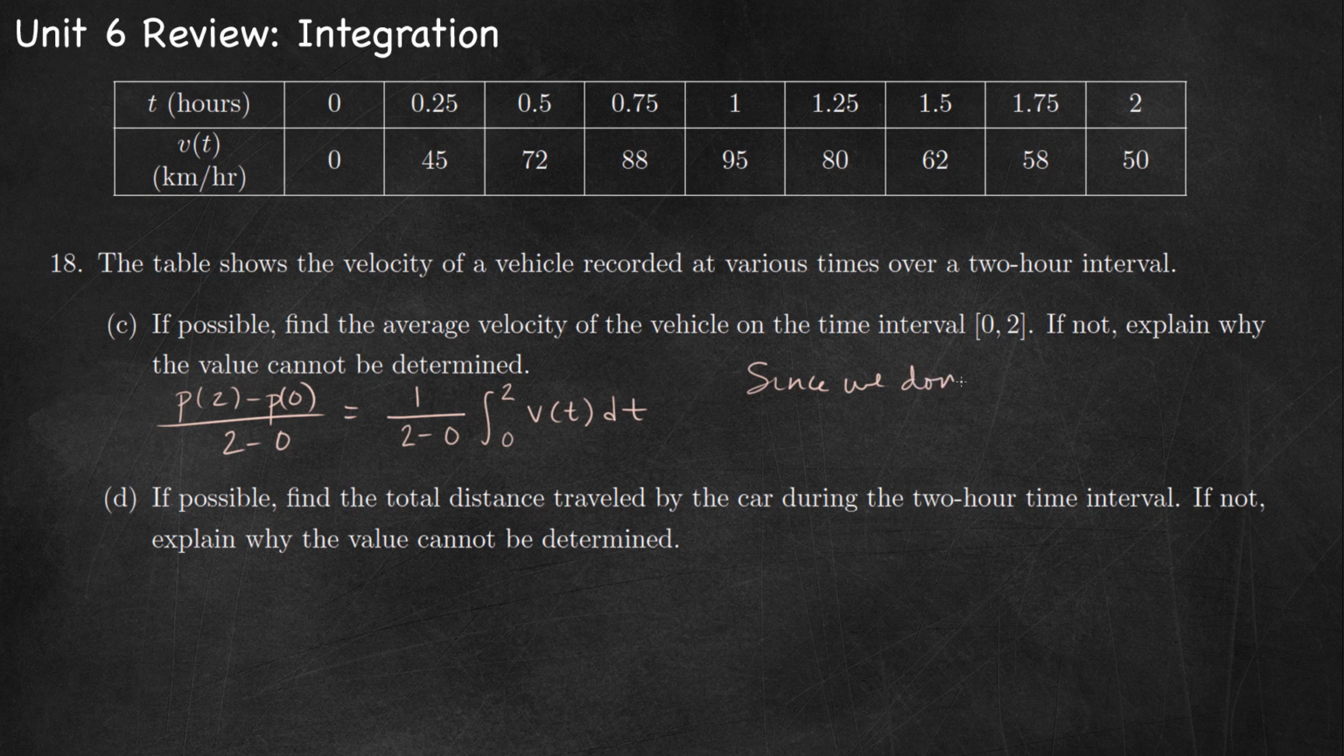since we don't have what we'd ideally like to have, which is the position function. Although if we had the velocity function, we could integrate to find the position function. Since we don't have the position function, this cannot be determined.